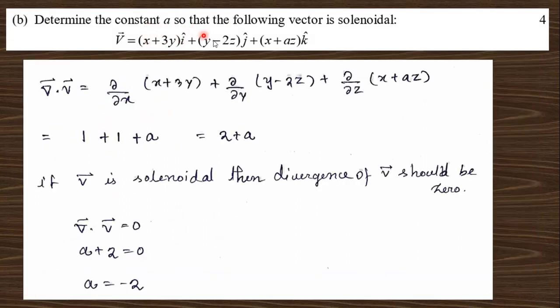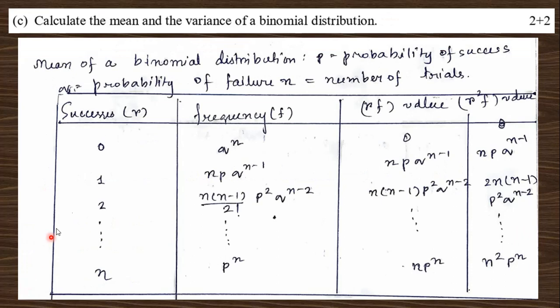Determine the constant a so that the vector is solenoidal. For a solenoidal vector, you know the divergence of this vector is 0. So find the divergence of this vector, that is del/del x of this, del/del y of this, del/del z of this. Del/del x of this is 1, del/del y of this is 1, del/del z of this is a. So the total is 0, so a is -2. Go to the next one.